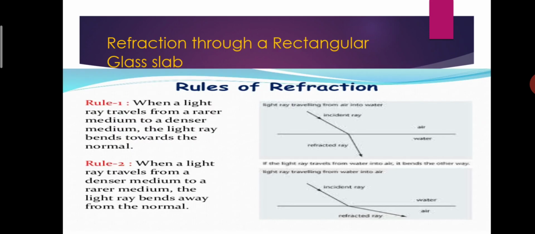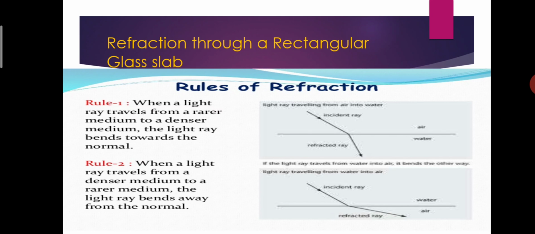Refraction through a rectangular glass slab. Rules of refraction. When a light ray travels from a rarer medium to a denser medium, the light ray bends towards the normal. See, in the picture there is the incident ray, it comes from the rarer medium, that is air, to the denser medium, that is water. So it bends towards the normal.